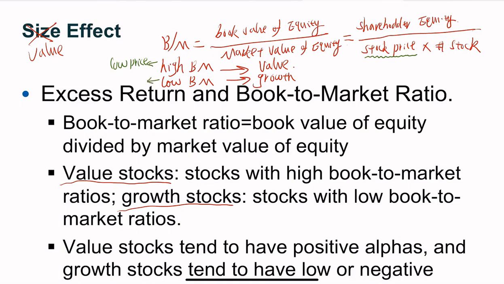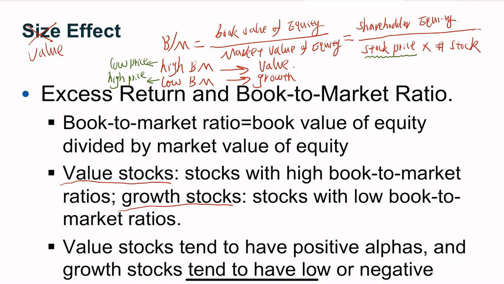On the opposite, if a stock has low BM ratio, then you would know that its stock price has to be high. So why does a stock have high price? Well, the justification for high price would be, oh, this is a growth stock. It has great potential, right? So that's why low BM stock is considered high growth stock.